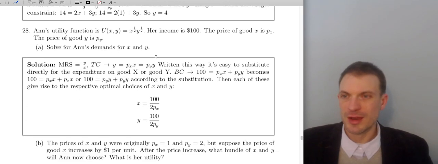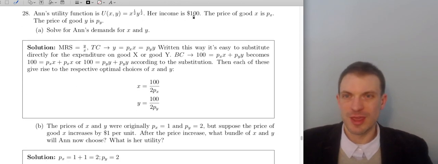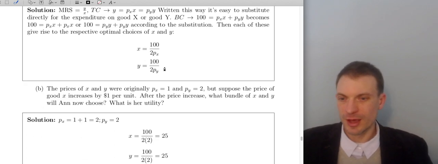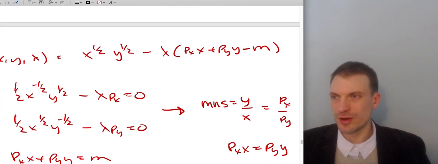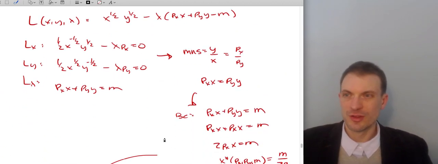All right. Now Anne has Cobb-Douglas utility. Here's Anne's income, here's the price of good x, the price of good y. Solve for Anne's demands for x and y. Well, I think I did this. Yeah, I did do it right here. We can do this with a Lagrangian. So this is my objective, this is my constraint. I'll take the partial with respect to x.